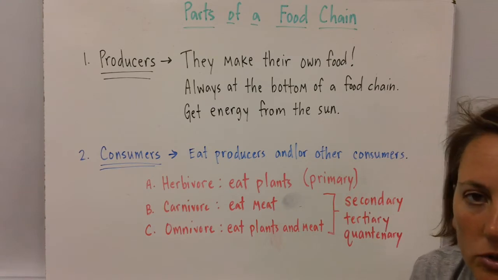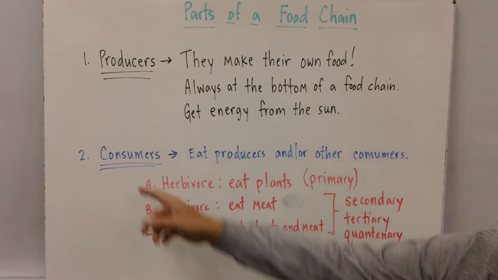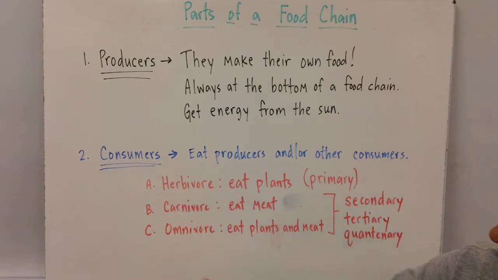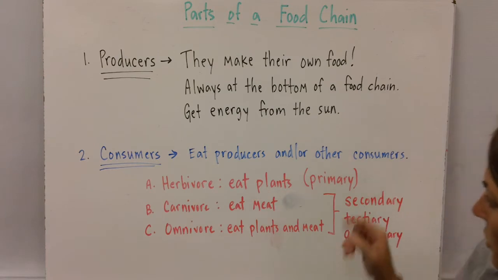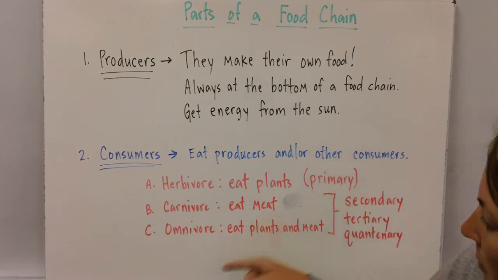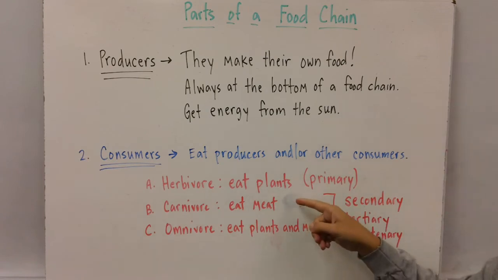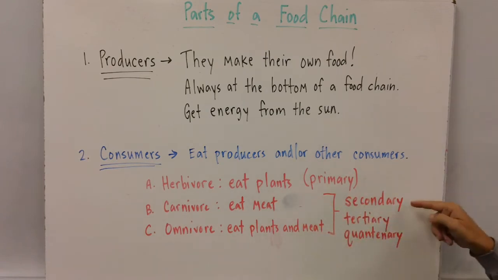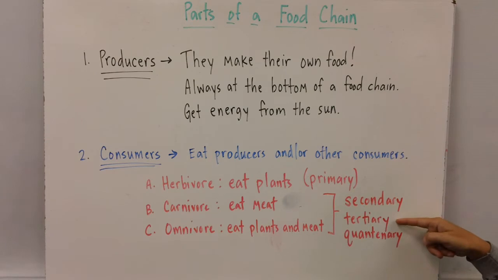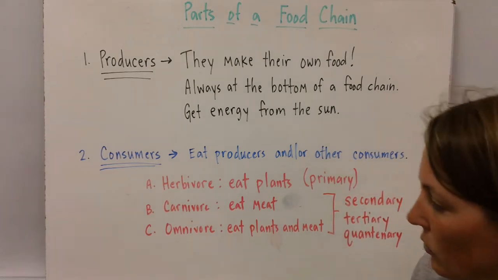If you're not a producer in an ecosystem, you're a consumer, and your job is to eat the producers, or you might actually eat another consumer depending on what type of consumer you are. If you are a consumer, you could be one of three kinds. You could be an herbivore. Those eat only plants, and those are called primary consumers. You could be a carnivore because you eat meat, or you could be an omnivore because you eat plants and meat. If you are a carnivore or an omnivore, you could be a secondary consumer, a tertiary consumer, or a quaternary consumer, depending on where you are in the food chain.